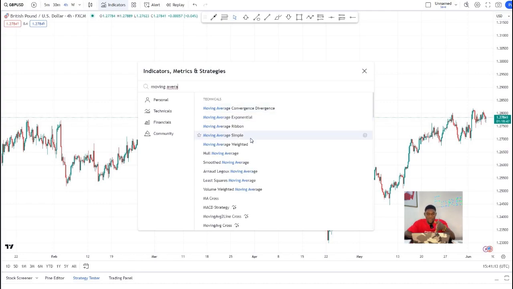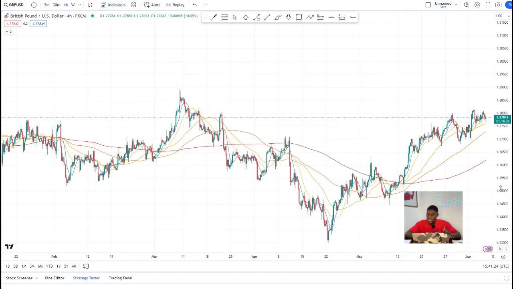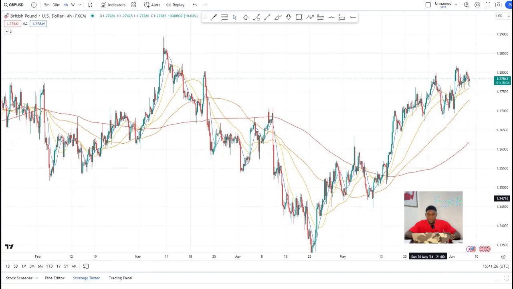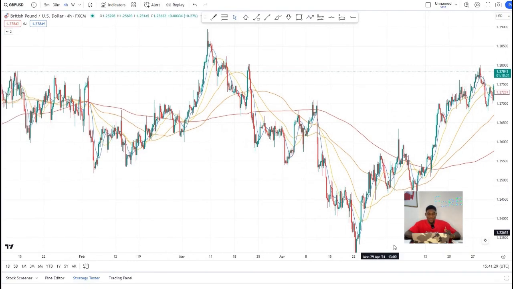There's something called the moving average simple and the moving average ribbon. You understand? So we have the moving average simple and the moving average ribbon. We're going to definitely add the two. And this is how your chart is going to look like. Now, what does moving average mean?